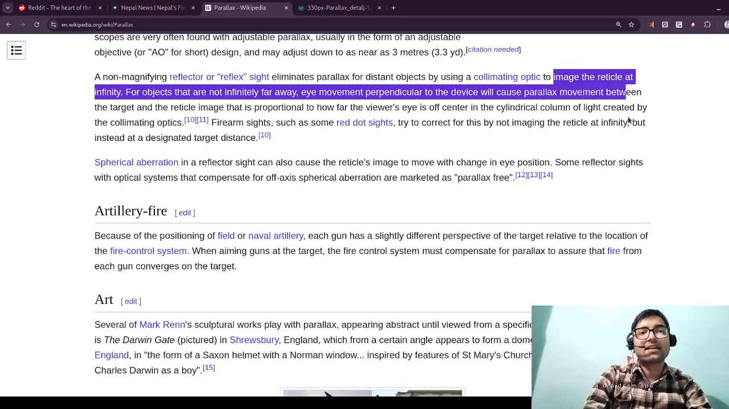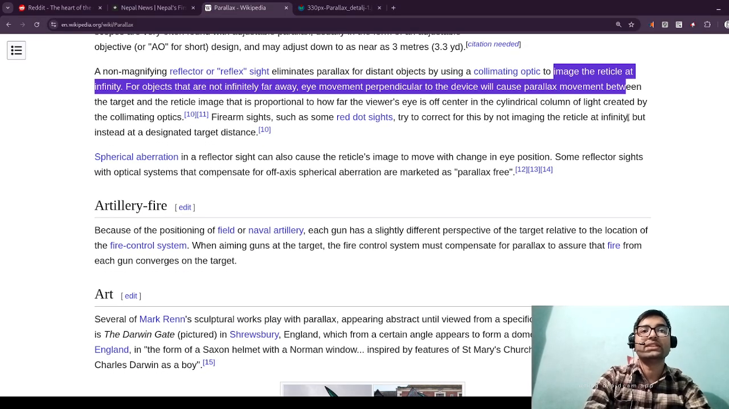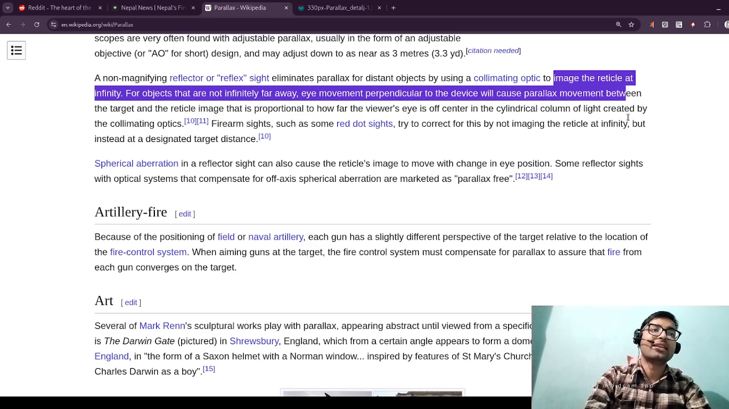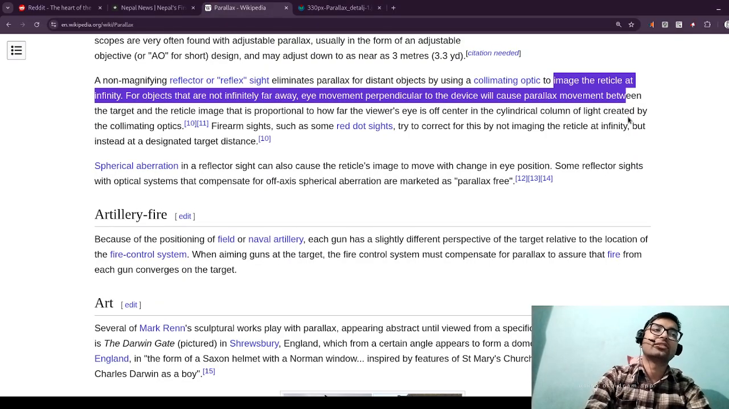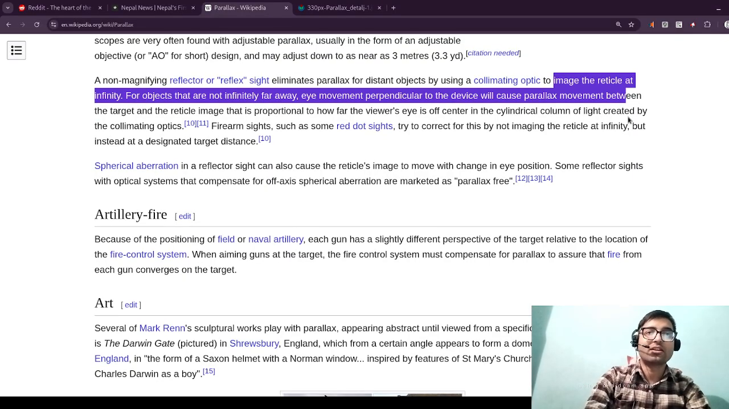For objects that are not infinitely far away, eye movement perpendicular to the device will cause parallax movement between the target and the reticle image. That is proportional to how far the viewer's eye is off the center of the cylindrical column of light created by the collimating optics.